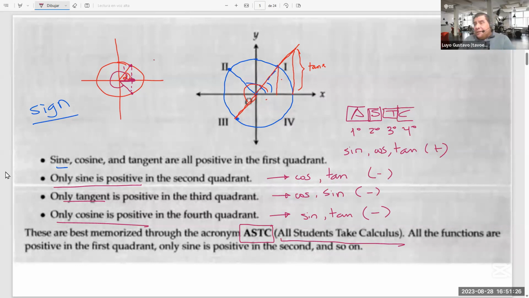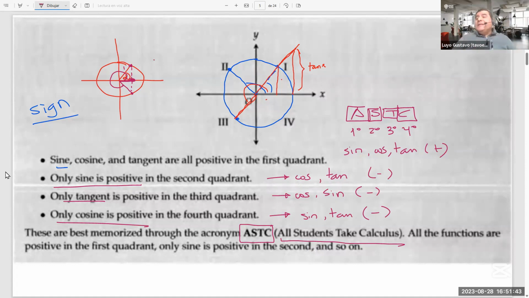In the fourth quadrant, only the cosine is positive. Okay, so that's one way to remember. If you can actually determine with some accuracy the sign of the trigonometric function, that is the output of the function, then you're good to go.